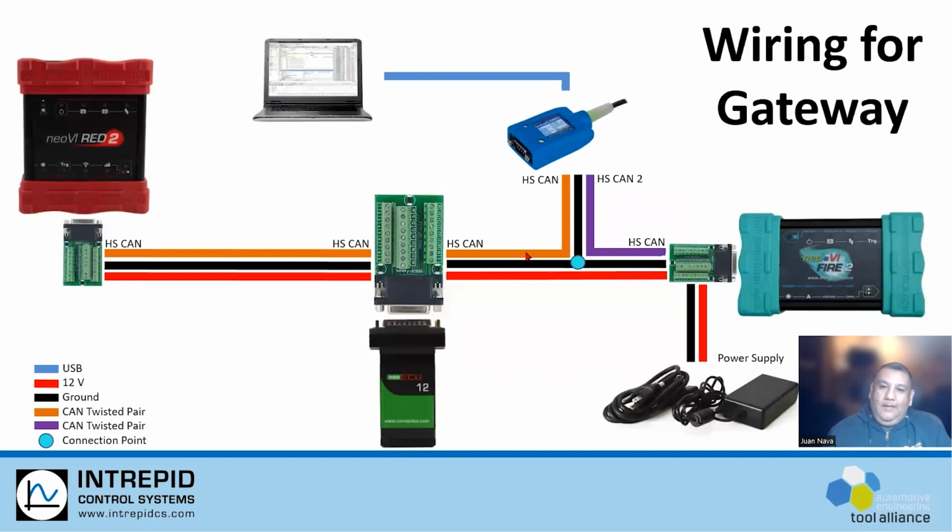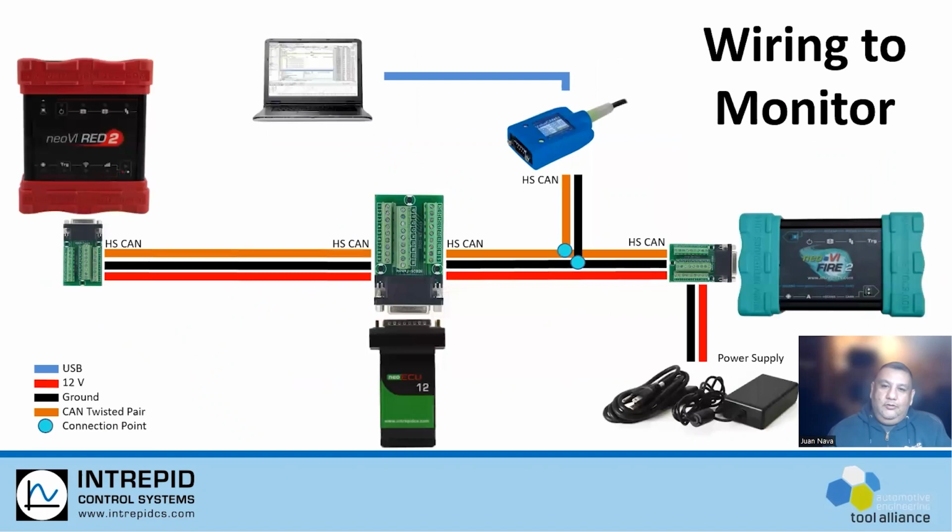So to be correct, in this case, if we go back to the original drawing, we can see our HSCAN goes straight into Fire 2, and then I'm just kind of piercing these wires here.